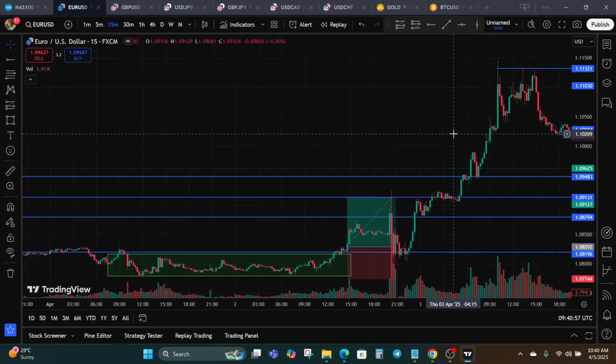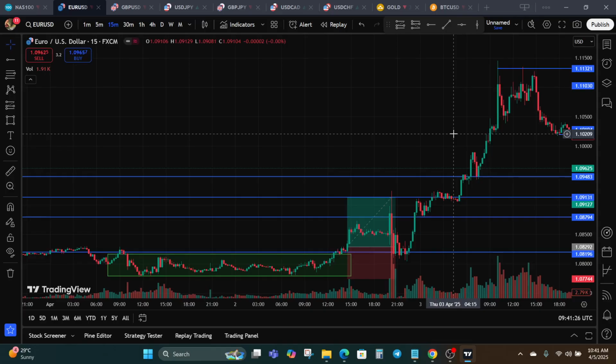Now, session timing is critical. This strategy performs best when volatility is naturally high. So the London Open, New York Open, or overlaps between the two sessions are ideal. Avoid low volume hours, especially the Asian session, unless it is during a major news event.